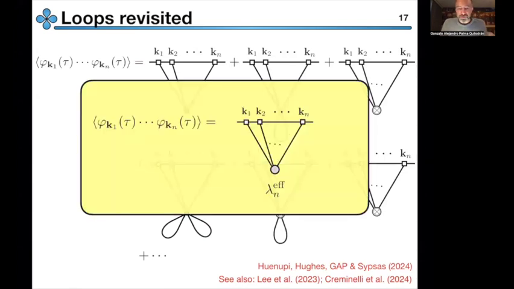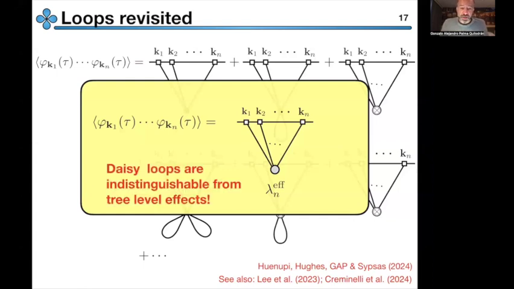And the final result is that one-vertex diagrams, independently of the number of loops, are indistinguishable from a tree-level diagram with an effective coupling resulting from this renormalization procedure. So the statement here is that daisy loops, that means loops starting and ending at the same vertex, are in fact indistinguishable from tree-level effects.